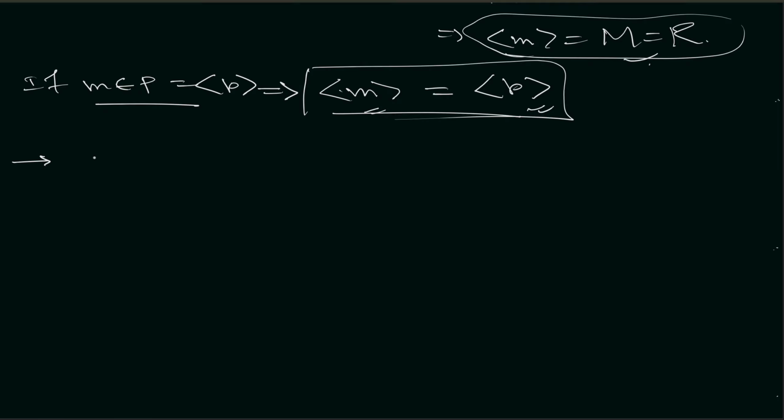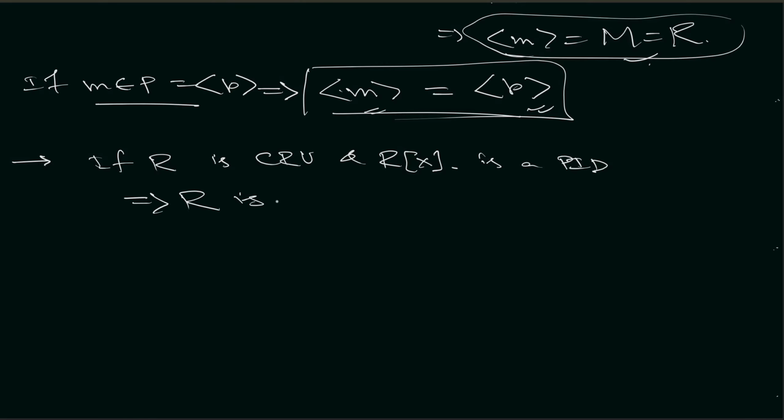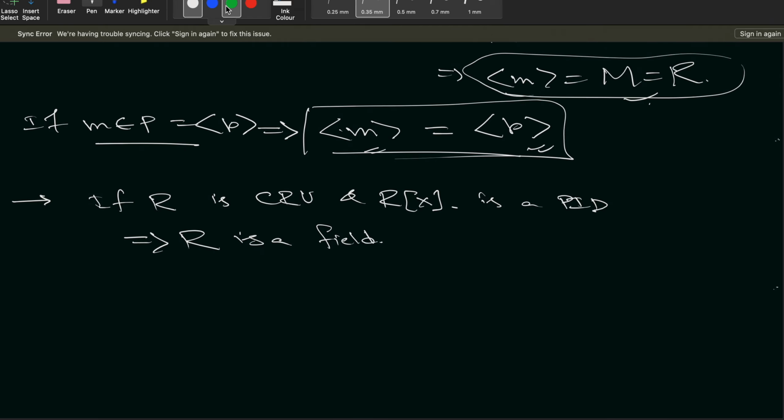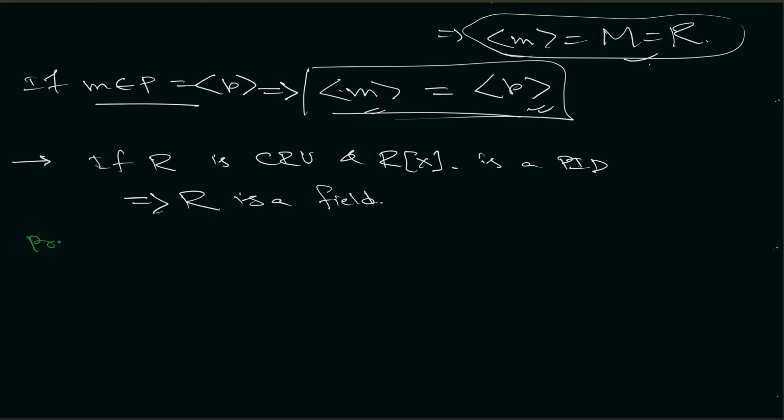Suppose R is a commutative ring with unit, CRU, and the polynomial ring R[x] over this R is a PID, that means a principal ideal domain. So this implies that R is a field. How do we know that this is going to be a field? Proof.